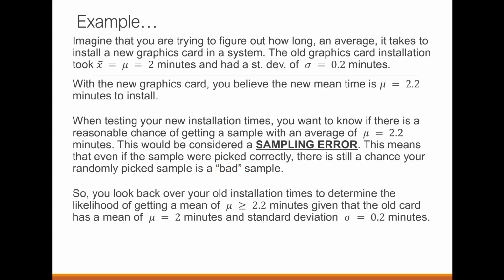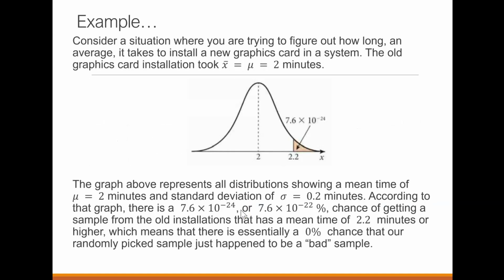So you could look back over your old installation times and determine the likelihood, or the probability, of getting a mean of greater than 2.2 minutes, given that the old card had a mean of 2 minutes for installation and a standard deviation of 0.2 minutes. So what would that look like?